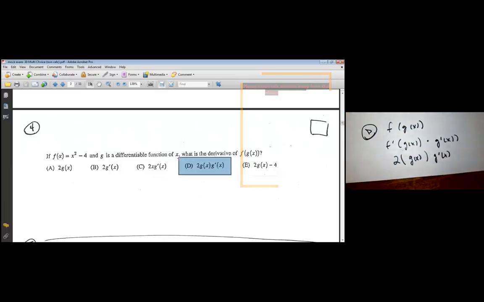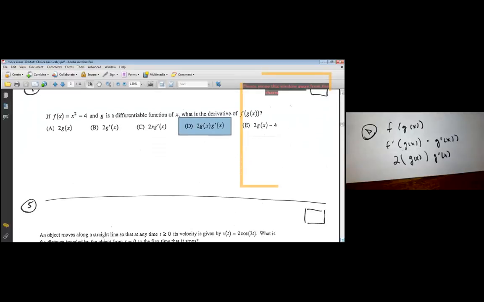Does that make sense? Any questions? Okay. Wouldn't it be 2x since... Yeah, the derivative is 2x. I just plugged g of x into 2x. Gotcha.